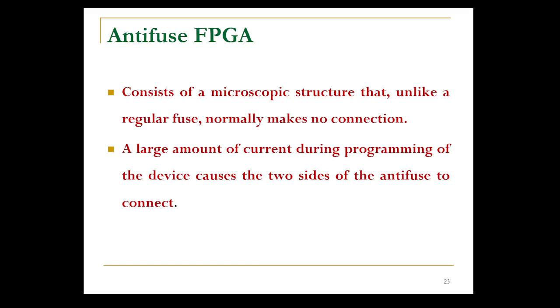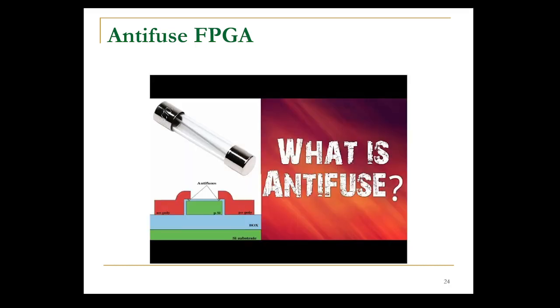We are going on to Antifuse FPGA. It consists of a microscopic structure like a regular fuse that makes no connection. It can be programmed on both sides of the antifuse. So we can see on both sides metal 1 and metal 2. In between, an insulator is present.